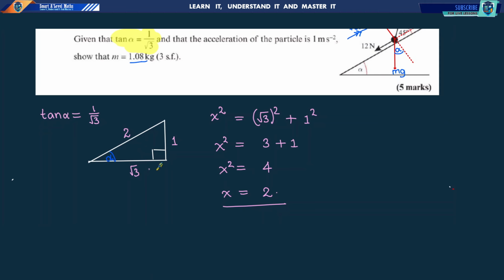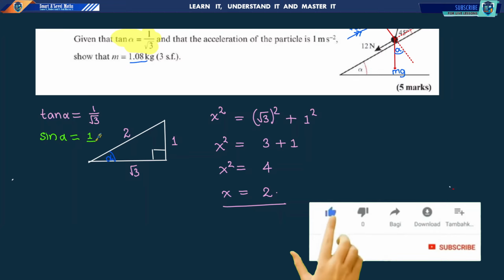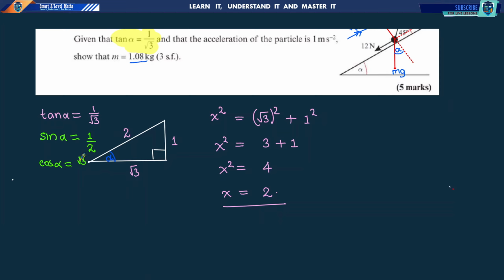In the exam, once you're able to recognize this, that step is not necessary. What you just need to do is draw this and indicate it, so that you easily recognize the remaining ratios. For now, our sine of angle alpha will be given by the opposite, that is 1, over the hypotenuse, that is 2. In case you need to use cos, we have cos of alpha as adjacent, that is root 3, over hypotenuse 2. So up to this point, we can now move on and start with our resolution.